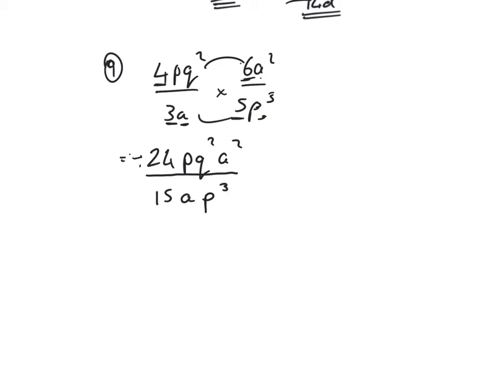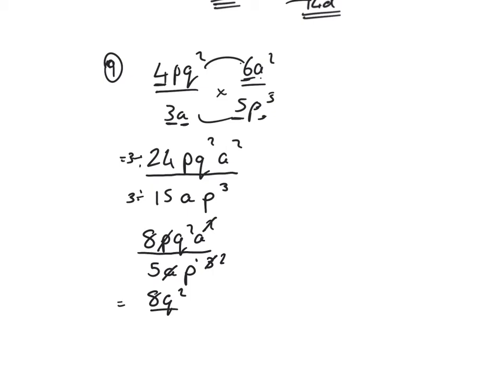Okay, first of all, I could divide top and bottom by 3 to simplify the numbers. That will give me 8pq squared a squared over 5ap cubed. Okay, I can then cancel that a with that a squared to bring it down to a, and I can cancel those p's, so that p will bring that p cubed down to p squared. Final answer, 8q squared over 5p squared.